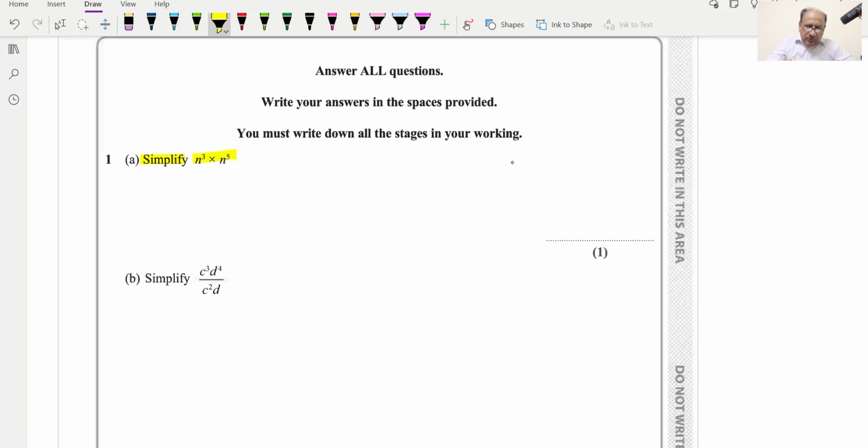Simplify this one. So we know when powers are being multiplied, when indices are being multiplied and bases are the same, then powers will be added like this one. So it will be n raised to the power 3 plus 5, and this will be equal to n raised to the power 8. So n raised to the power 8 will be our answer.